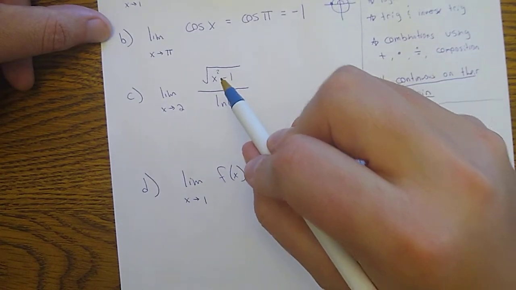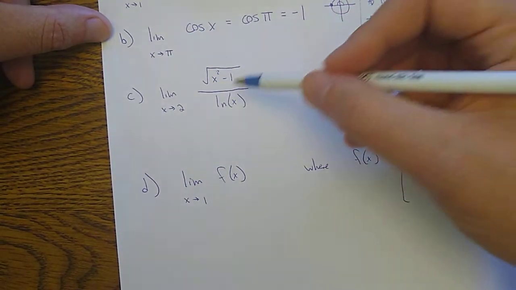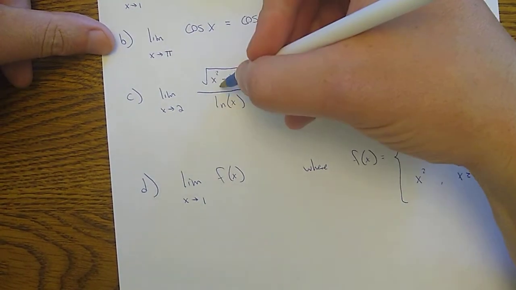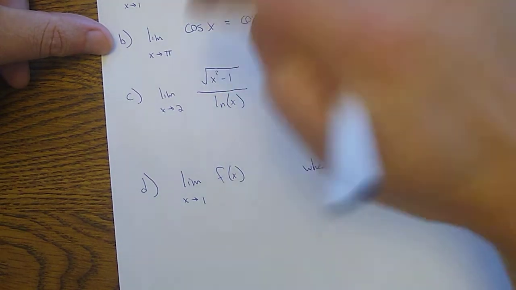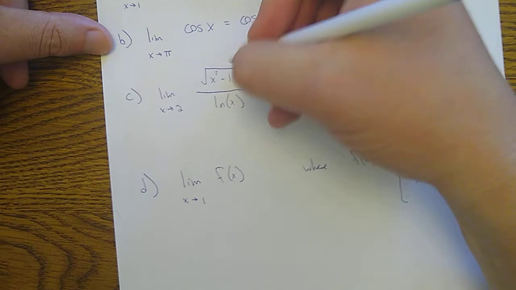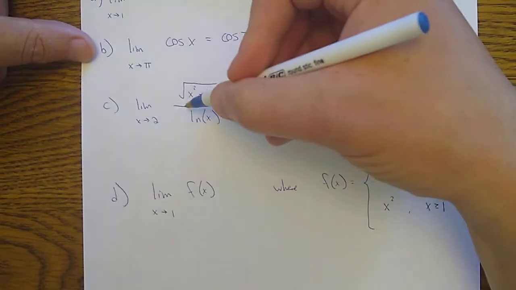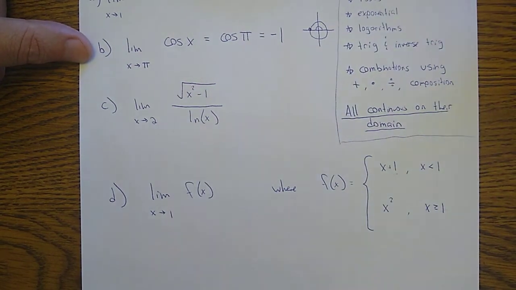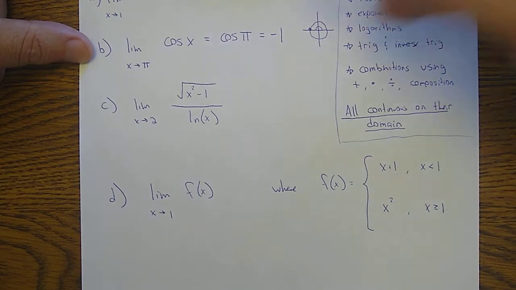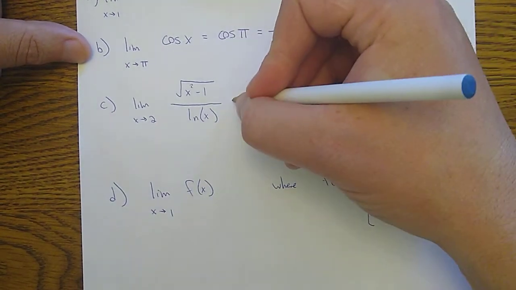Now, this is another elementary function. Of course, this one looks a little bit crazier, but keep in mind that this x squared minus 1 is just a polynomial. And what I did is I put that inside of a root, and roots are elementary functions. And then I divided that by another elementary function. So this is just examples of ways you can combine elementary functions to make more elementary functions. So this thing, even though it looks a little bit crazy, is just an elementary function.